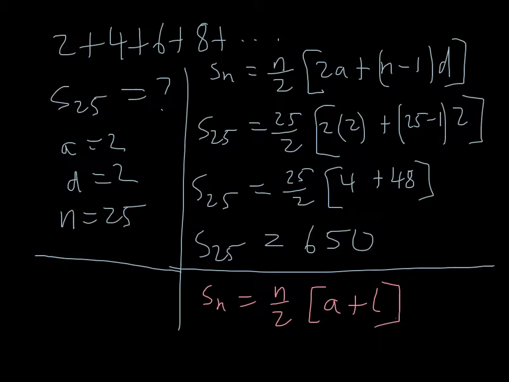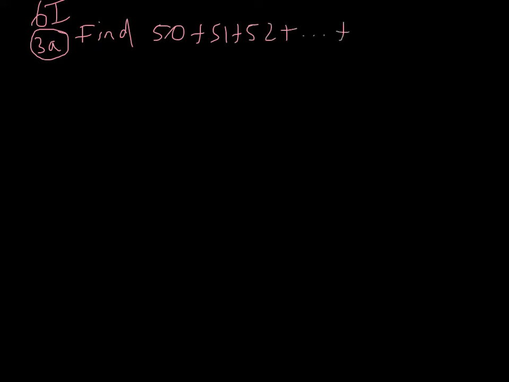Okay, alright, let's do something a little bit tougher now. What I'm going to do now is, out of 6i, I'm going to do question 3a, because this is how we normally get these questions. Normally you're not told what formulas to use, but this is a good example. So normally you can be asked to do something like this. Find the following partial sum, and it'll be something like this: 50 plus 51 plus 52 plus ... plus 150.